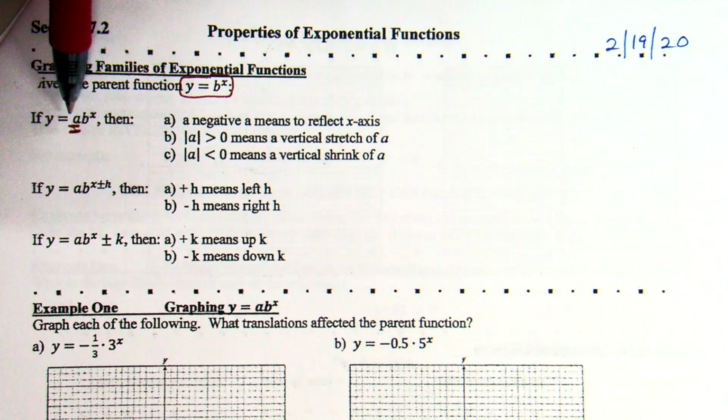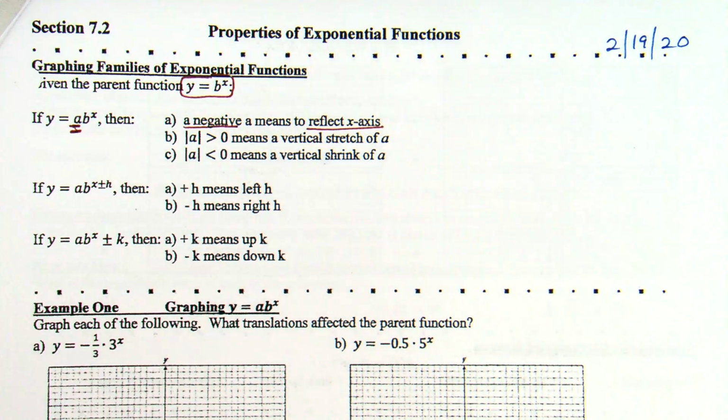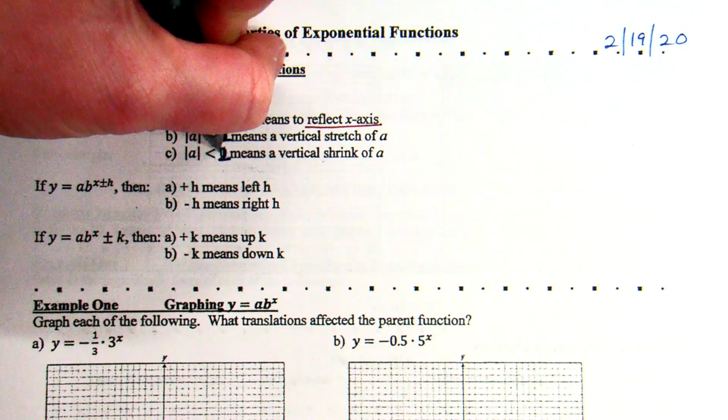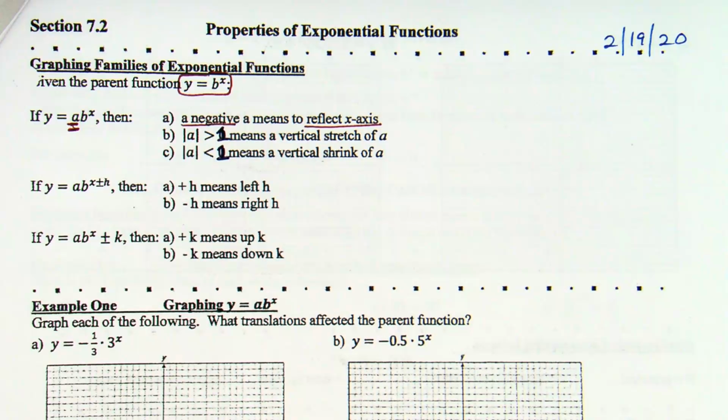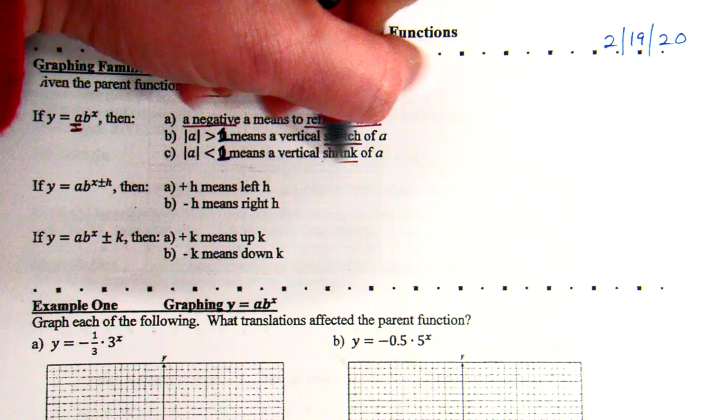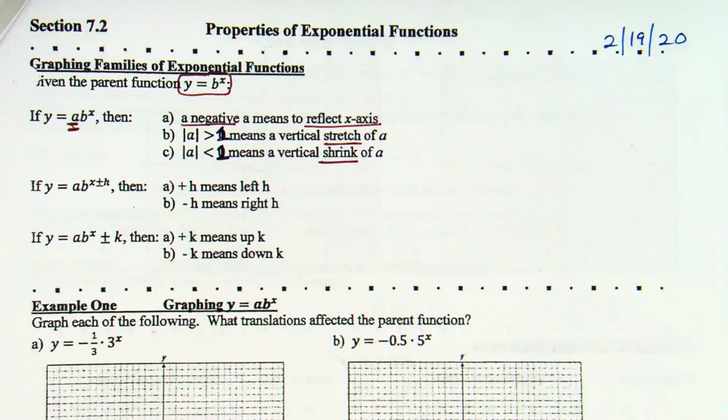So if there's a negative out front, a negative means we're going to reflect across the x-axis. Now, where it says a greater than 0 and a less than 0, those zeros should really be ones. That's a typo. It doesn't make sense if we talk 0 here. The idea is, when we talk absolute value of a, in other words, ignoring the sign, if a is bigger than 1, that means it is a stretch. If the value of a is less than 1, so if it's between 0 and 1, that means it is a shrink. So those are the numbers we're going to work with there.